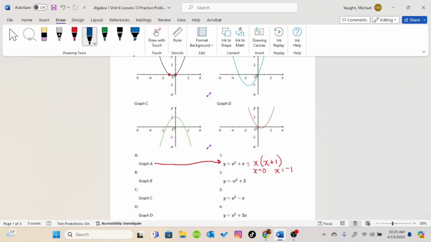Number 2. This one, what I want you to notice is we have the negative. So the negative flips upside down, and the +2 shifts up 2. And the only one we see that is flipped upside down is C, and we also see that the vertex has shifted from the origin up 2 units. So that means graph C matches equation 2.